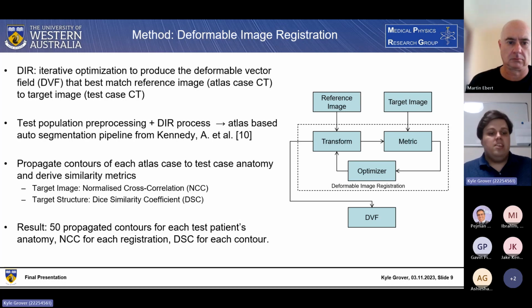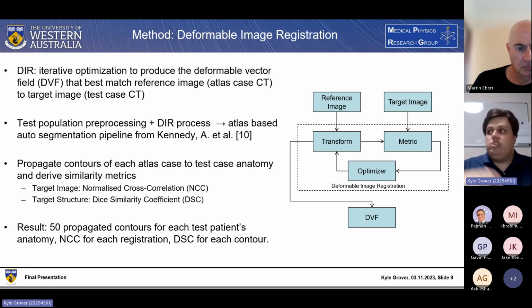So in performing this, both the test population pre-processing that needed to occur and the deformable image registration process itself were adapted from an atlas-based auto-segmentation pipeline that was originally produced by Angel Kennedy. So the ultimate reason that we are doing this is because we want to propagate contours from the atlas cases over to the test case anatomy and derive similarity metrics for them.